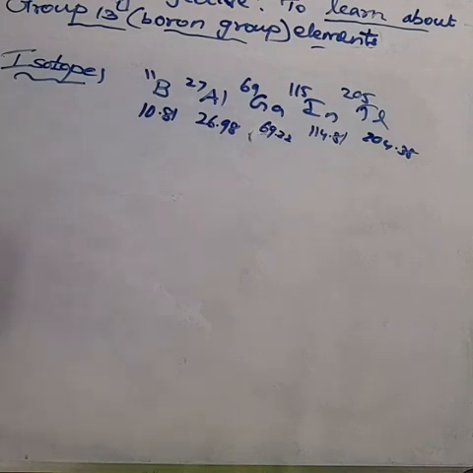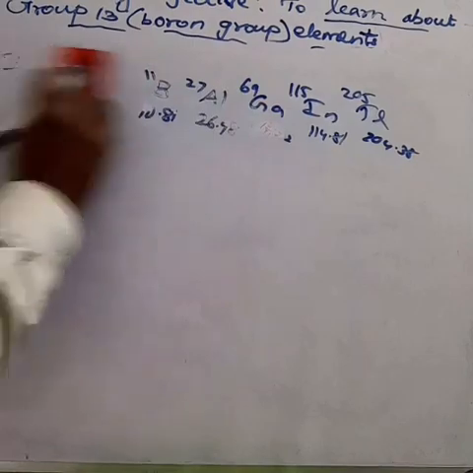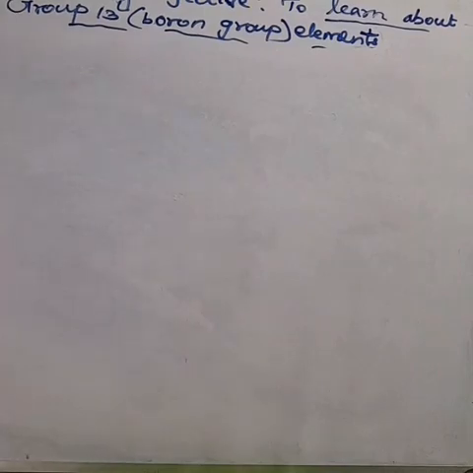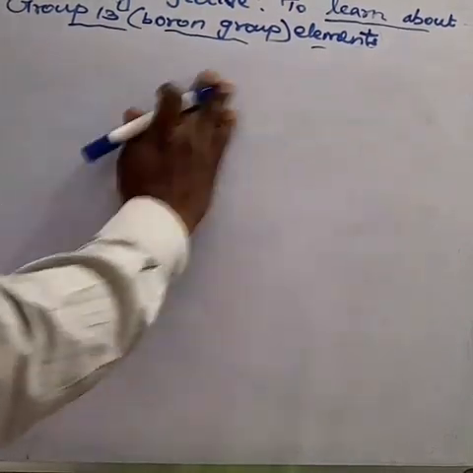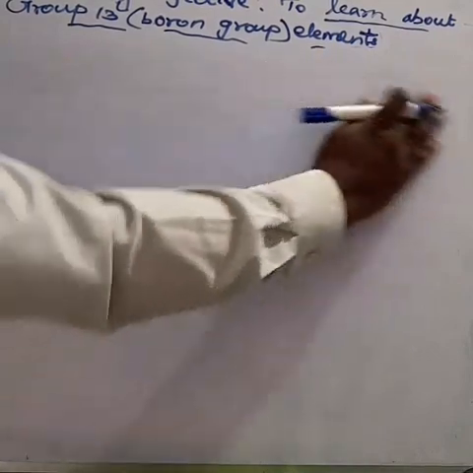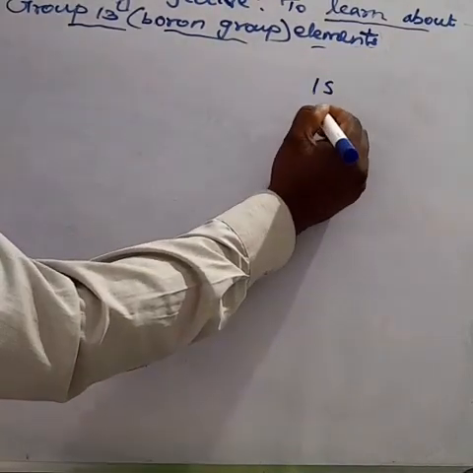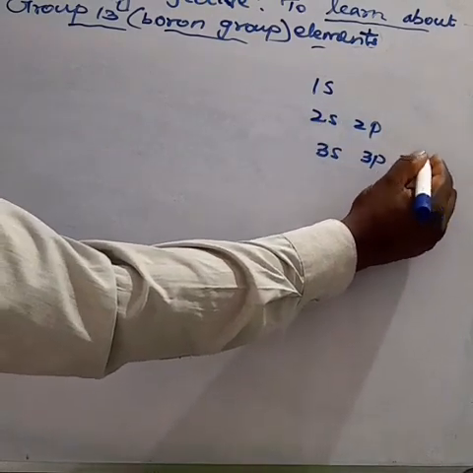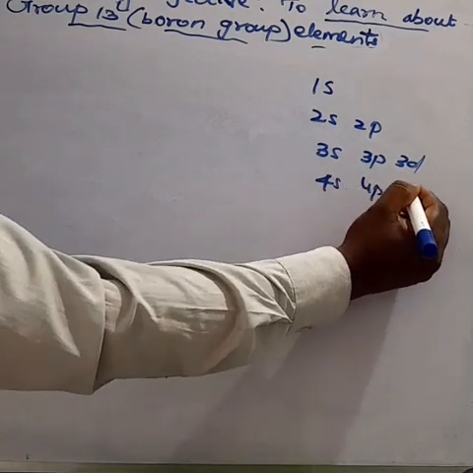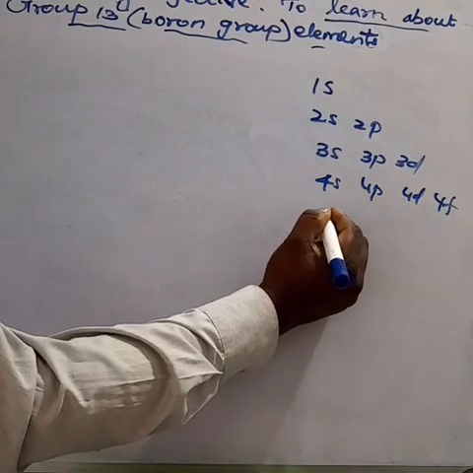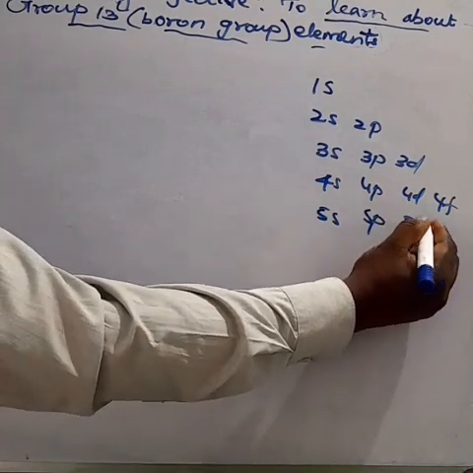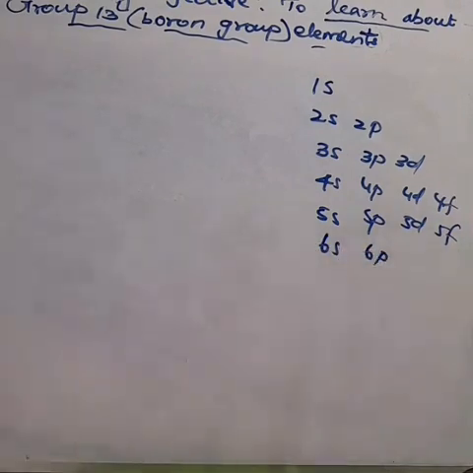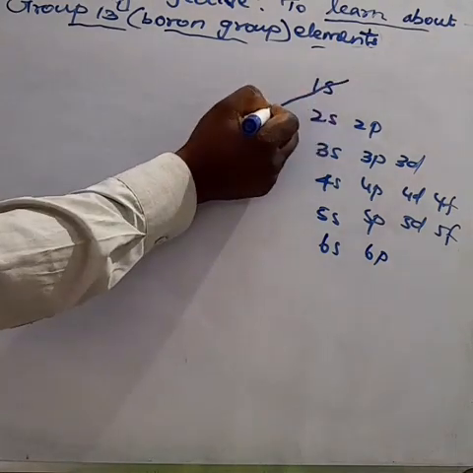My dear children, this is the 11th standard portion. Once again, we can recall how to write the electronic configuration of group 13 elements. First, you have to write the rule: 1s, 2s, 2p, 3s, 3p, 3d, 4s, 4p, 4d, 4f, 5s, 5p, 5d, 5f, 6s, 6p, etc.